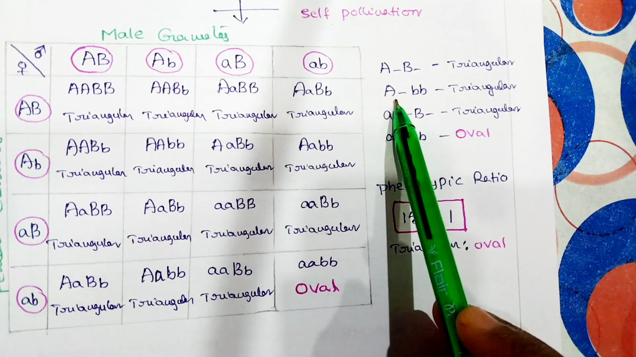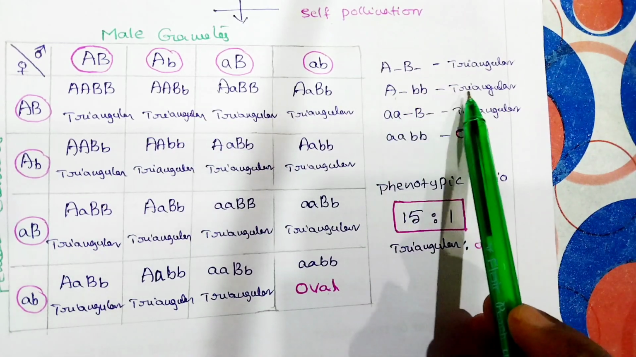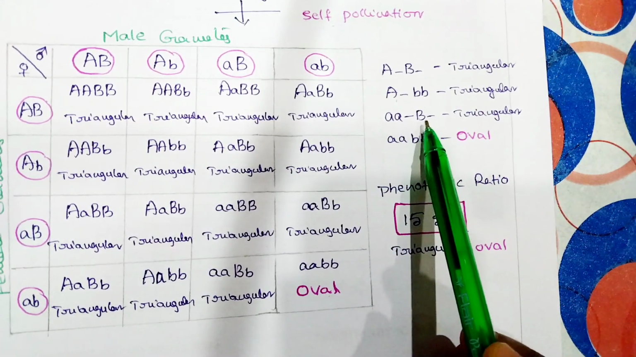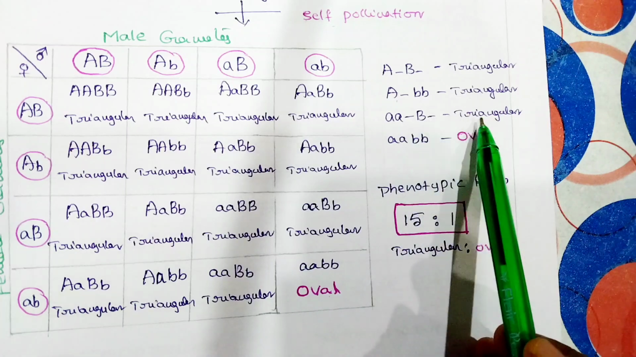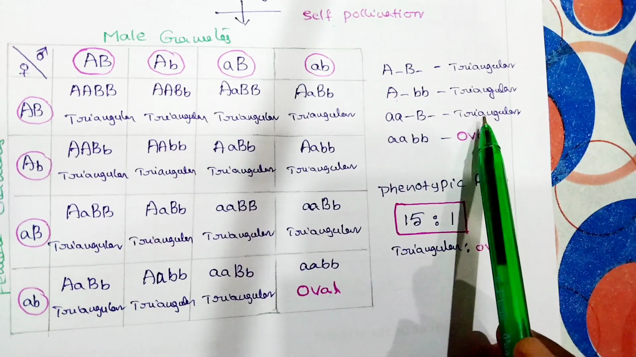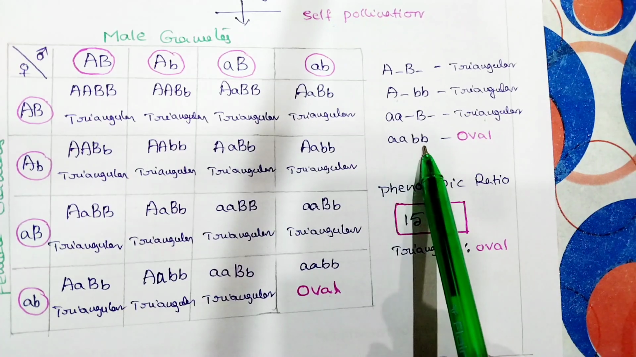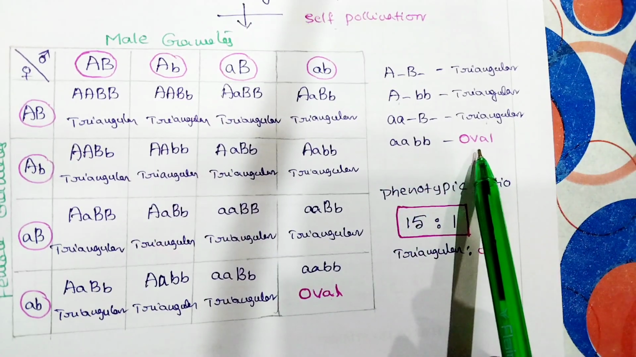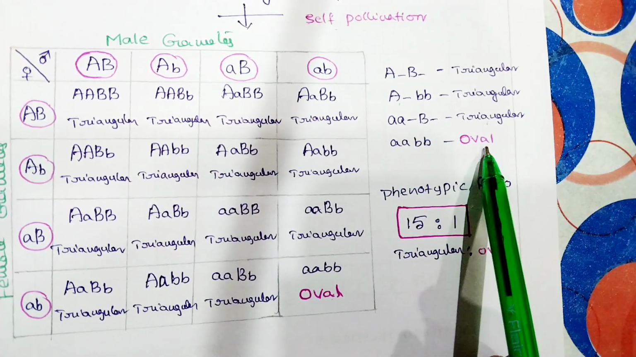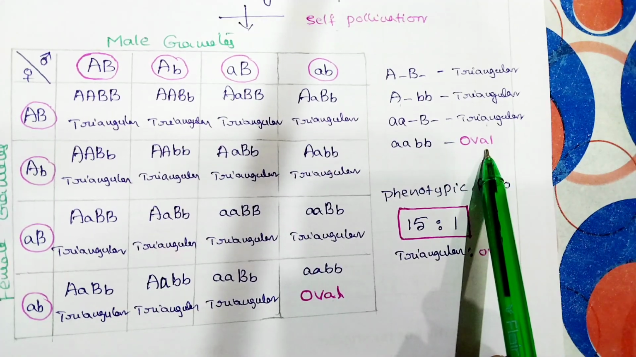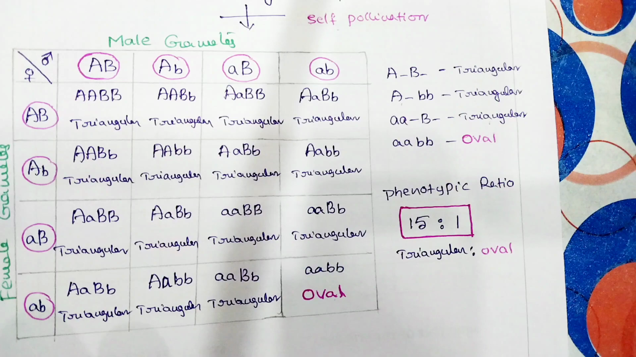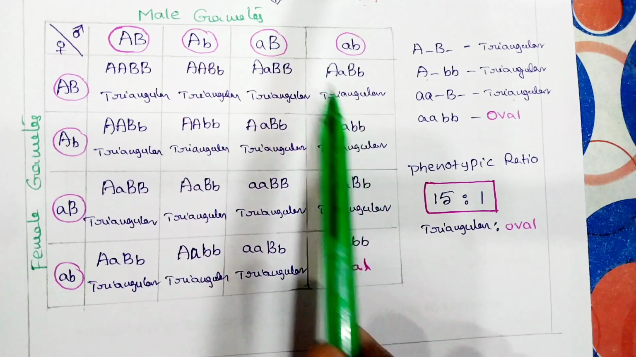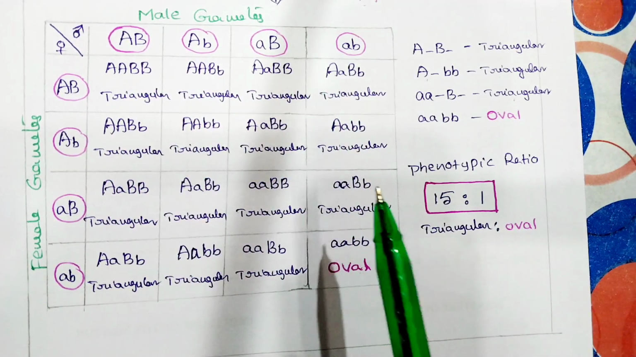When only one capital gene is present, triangular capsule is also produced. When the other capital B gene is present, it will also produce triangular capsule. Only when both capital genes are absent, that means both recessive genes are present, will it produce oval shaped capsule in Capsella bursa-pastoris. Let's see the Punnett board. When F1 individuals are allowed to self-pollinate, these are the combinations we get in the F2 progeny.